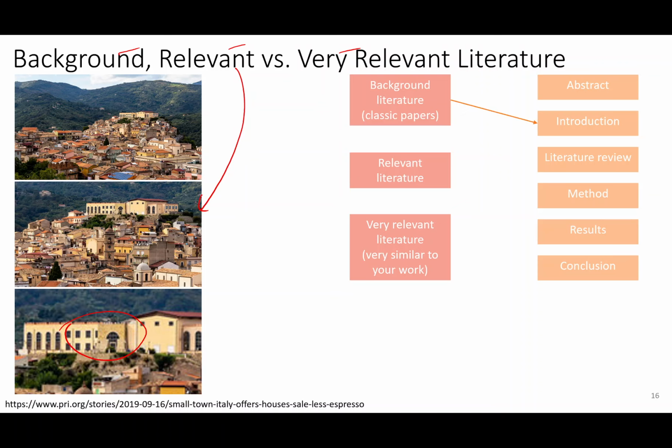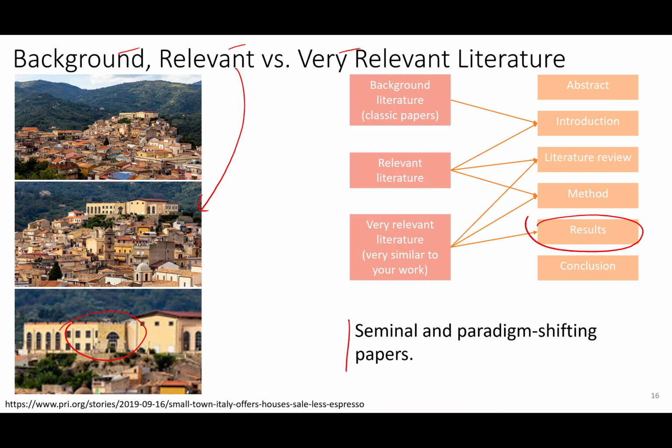So background literature will go mainly into the introduction, and then relevant literature would go into the introduction, literature review and method. And the very relevant literature would also be discussed in results, where you use their numbers and their results to compare with yours. Seminal papers and paradigm shifting papers are also important, and you usually have to mention them in the introduction.